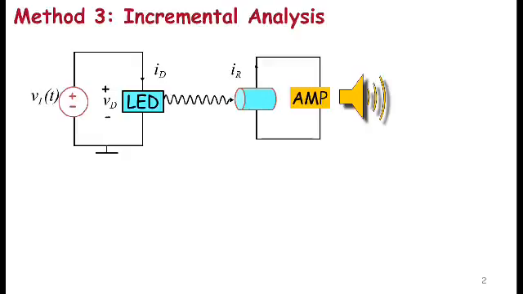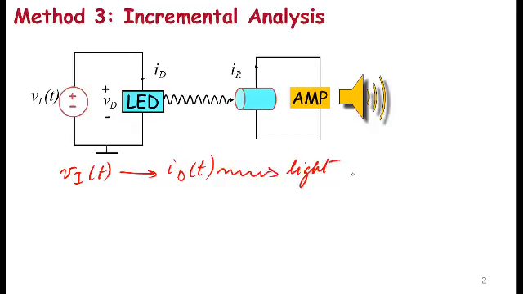So here is a clearer PowerPoint picture drawn, so it's easier to understand. Let me just walk through the various signals that I have in this and see if this really works. I have a VI of t, that's my music, and that gets converted to ID of t, the current through the light emitting diode, and then that gets converted to light.